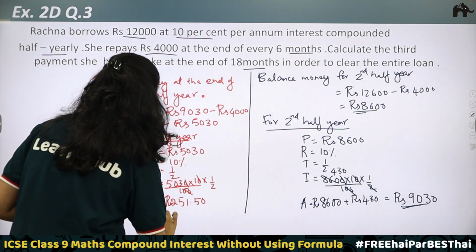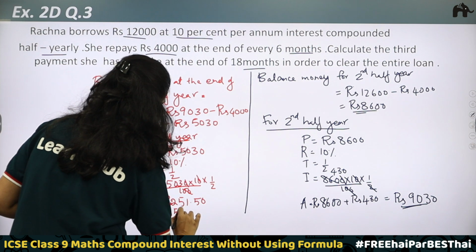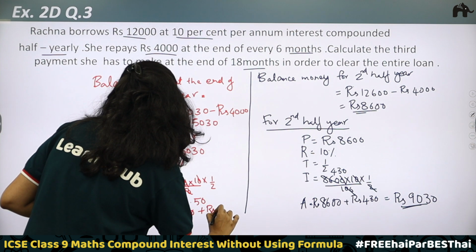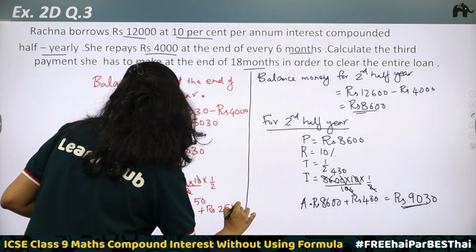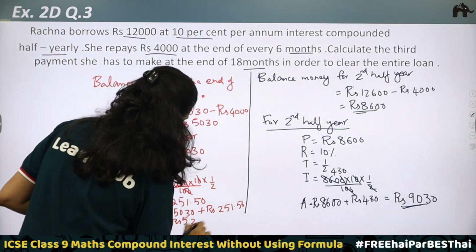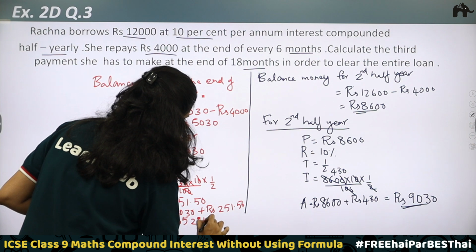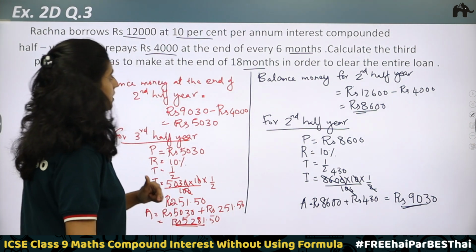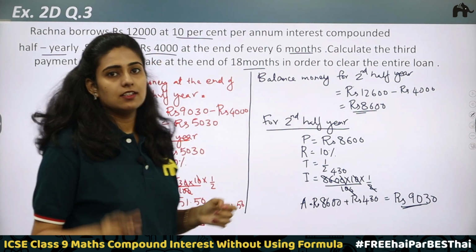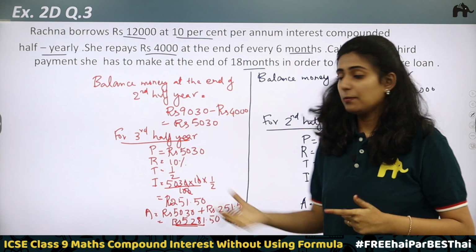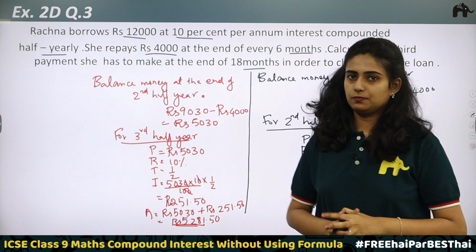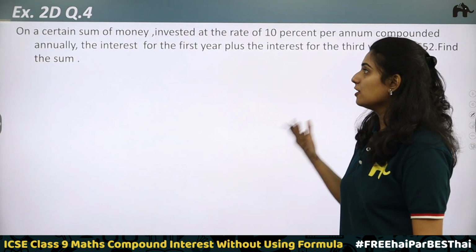Then what is the amount? Amount will be equal to rupees 5030 plus rupees 251.50. So when you add this, you will get rupees 5281.50. Okay, so at the end of 18 months, the third payment that she has to make is rupees 5281.50. Clear? Third problem, question 4 of exercise 2D.